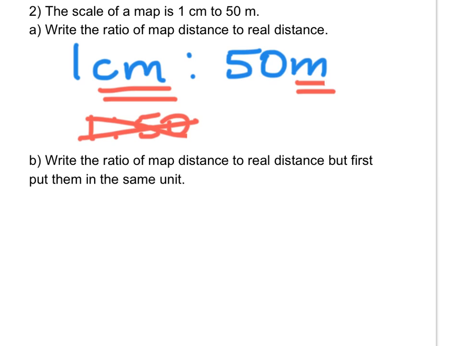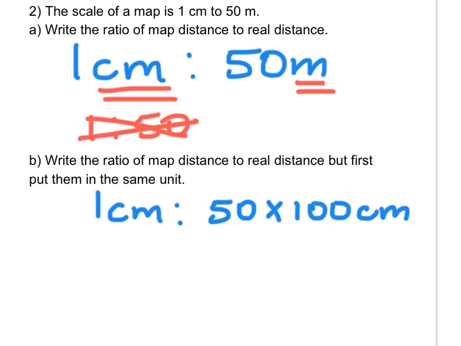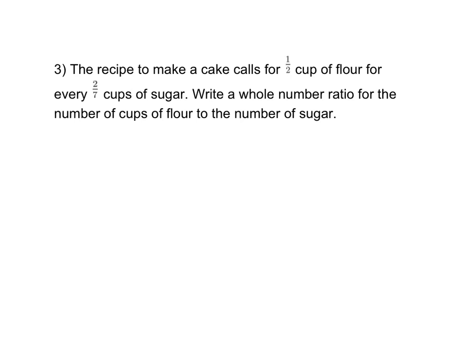Now, if we put them in the same unit, we don't have to write the unit then. That's the difference. So for example, if I write both of them in centimeters, I would have 1 centimeter, 50 meters. Well, there's 100 centimeters in a meter, so 50 times 100 centimeters. So it's 1 to 5,000. Now you'll see, because this is centimeters and this is also centimeters, we don't need to write the unit. We only need to write the unit if the units that we're using are different. Okay?